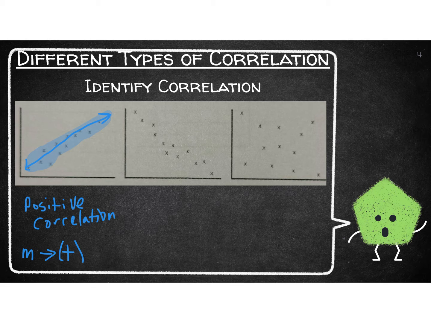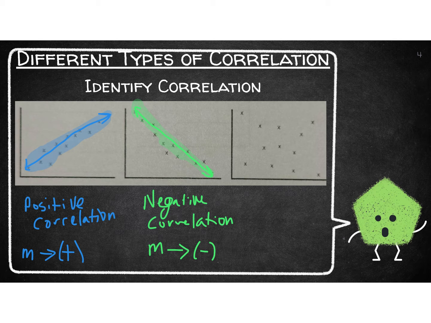Okay, so if I look at the next one, it kind of starts up high and then it goes down as it continues on. So this would be a line that goes down, so that is negative. So for this one, since it goes down, we would call that negative correlation. In these cases, the M would be a negative number because it is going down.